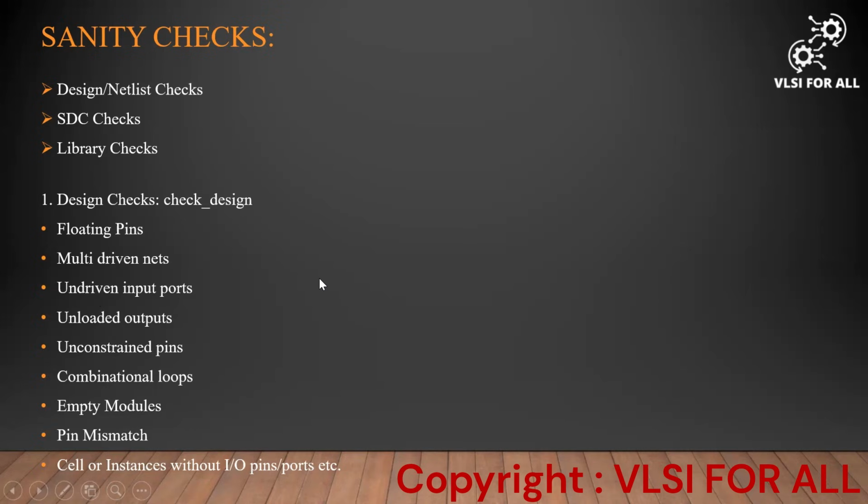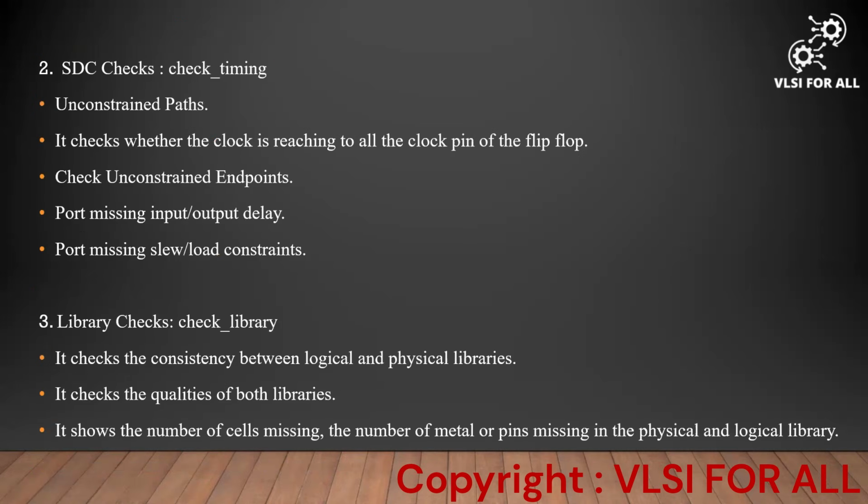Coming to the next stage, SDC checks. To check the SDC, we use the command check_timing. Upon giving this command, what we need to report is unconstrained paths. Since it is related to constraints, we have to check whether any path has constraints applied properly, timing-wise or delay-wise, and we have to check those paths.